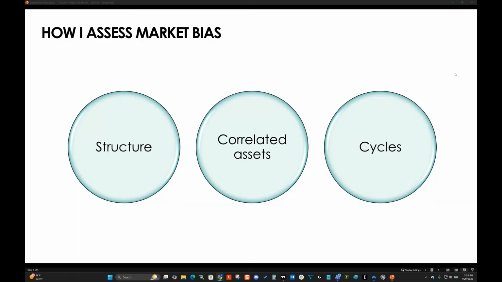I assess market bias using structure, correlated assets, and cycles analysis. For market structure, I look at key levels, price position versus different VWAPs, etc. But today, I will focus on how I use correlated assets to assess bias on ES futures.